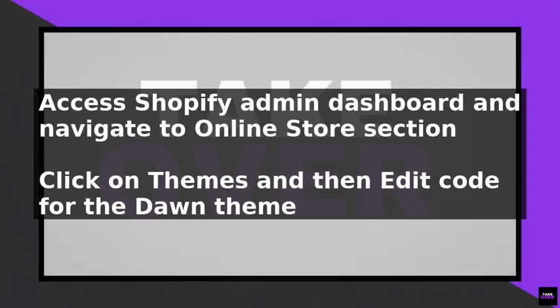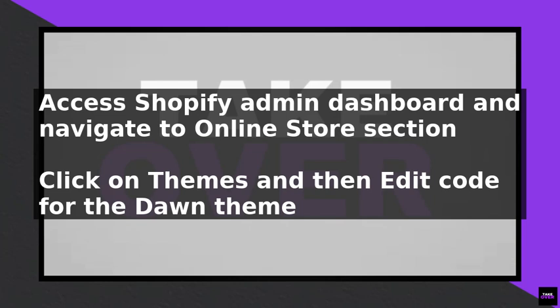To change the page width in the Shopify Dawn theme, start by accessing your Shopify admin dashboard and navigating to the online store section. Click on Themes and then click on the three dots next to the Dawn theme, followed by Edit Code.